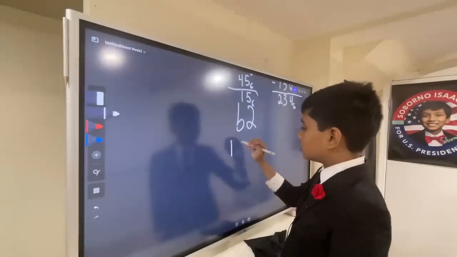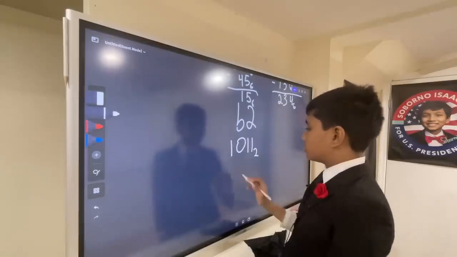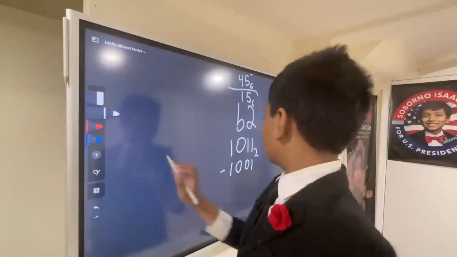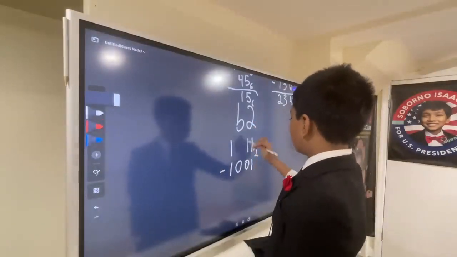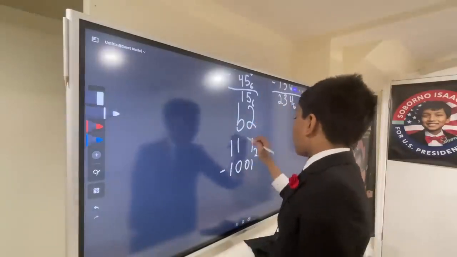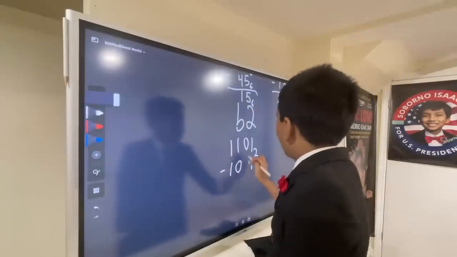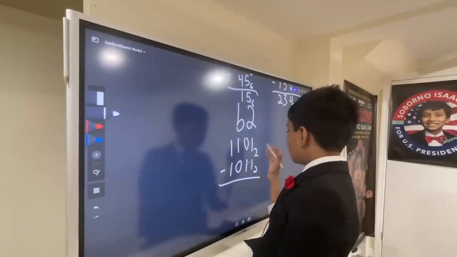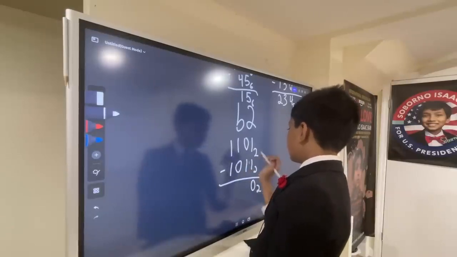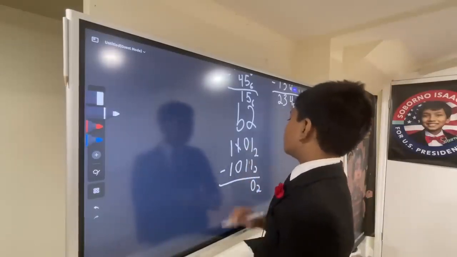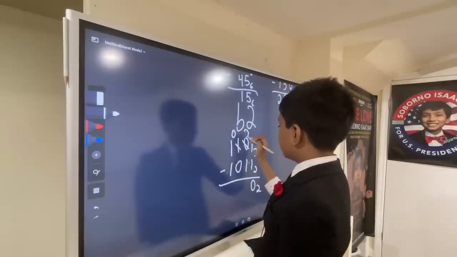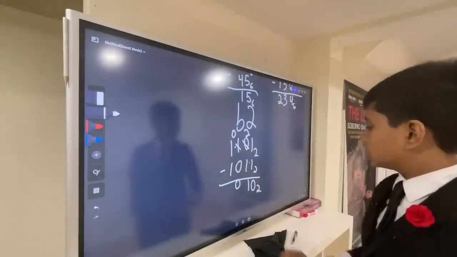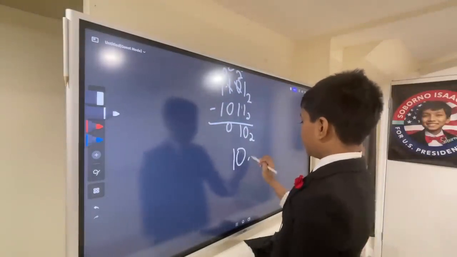Okay. And for base 2, let's do 1011 base 2 minus 1001 base 2. Well, no, that's not the most creative thing in history. 1101 minus 1011. Okay. So 1 minus 1 is obviously going to be 0. 0 minus 1 isn't going to work. So we're going to make this 0. This is going to be 2. 2 minus 1 is 1. 0 minus 0 is 0. 1 minus 1 is 0. So it's just 10 base 2.